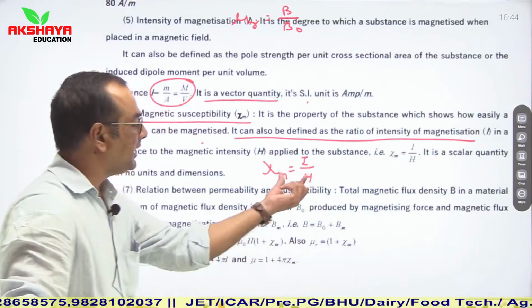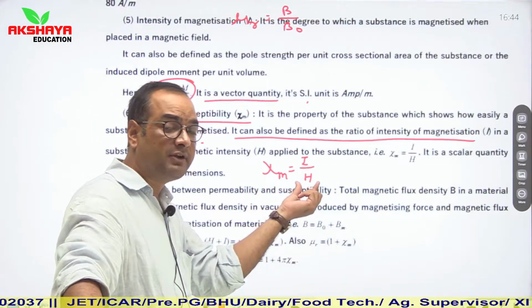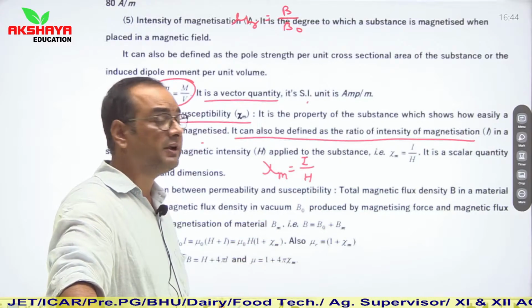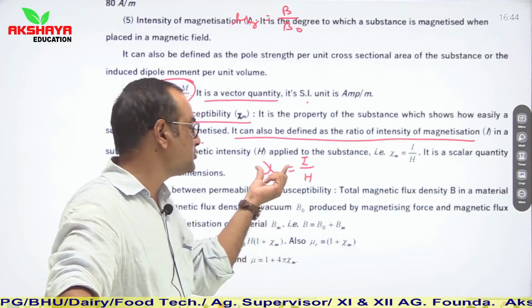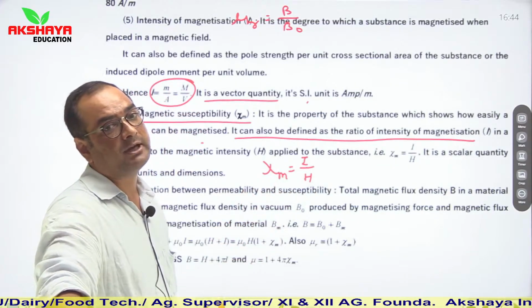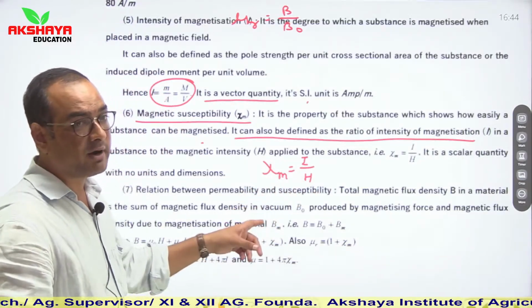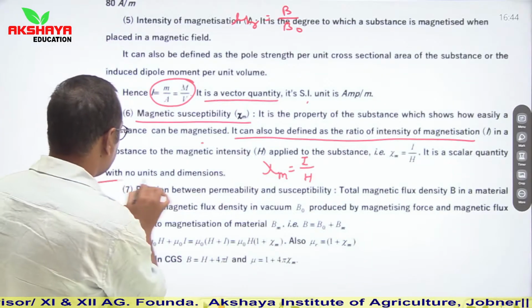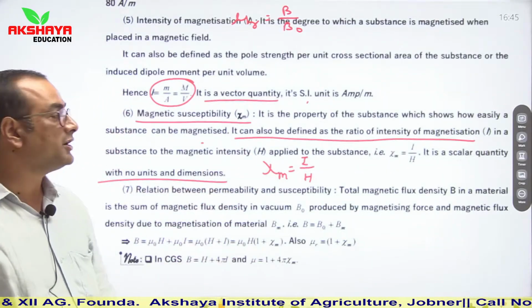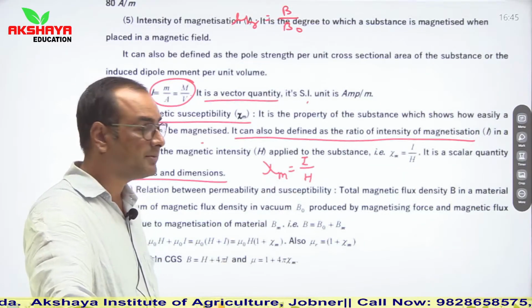It means whenever we place any magnetic substance in a unit magnetizing field, then its intensity of magnetization is known as magnetic susceptibility. So xi m is equal to I upon H. It is a scalar quantity and it is unitless and dimensionless, because I and H both have similar dimensions and similar units.